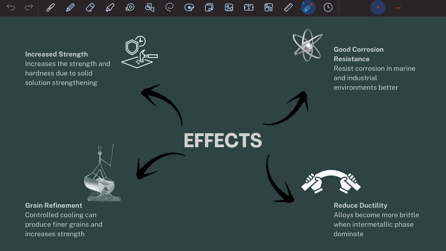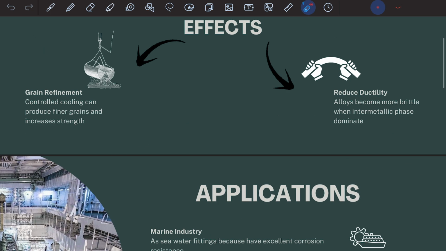The first effect is increased strength and hardness due to solid solution strengthening. The second one is better resistance to corrosion in marine and industrial environments. The third one, controlled cooling can produce finer grains and increase strength. And the last one is reduced ductility. Alloys become more brittle when the intermetallic phase dominates.